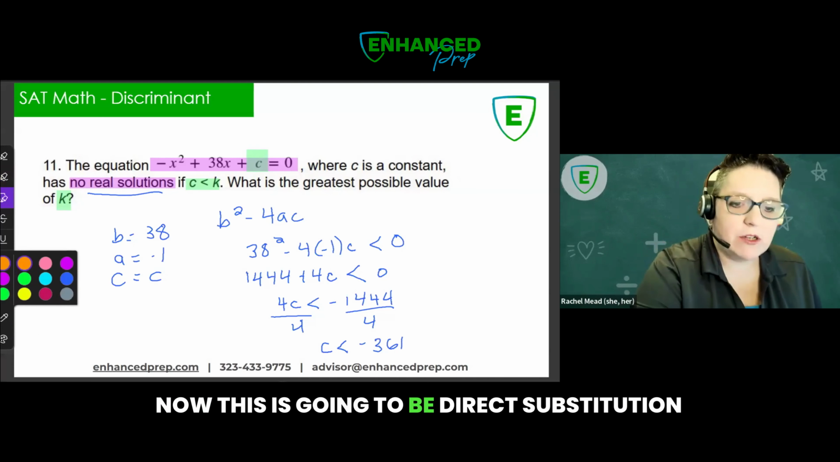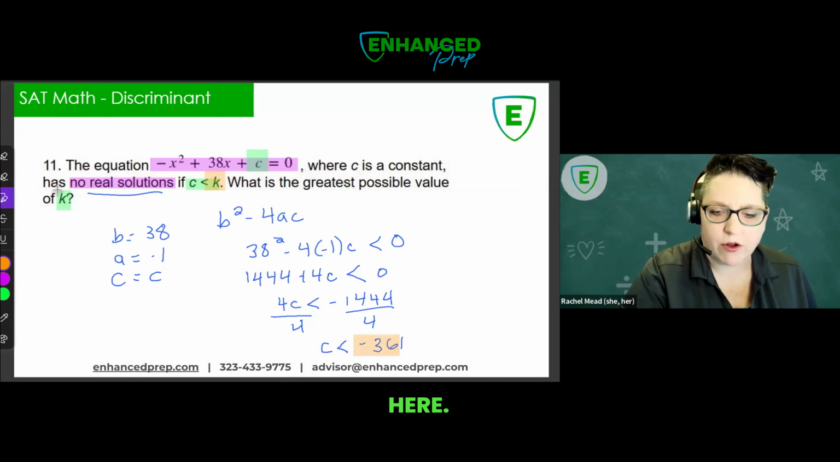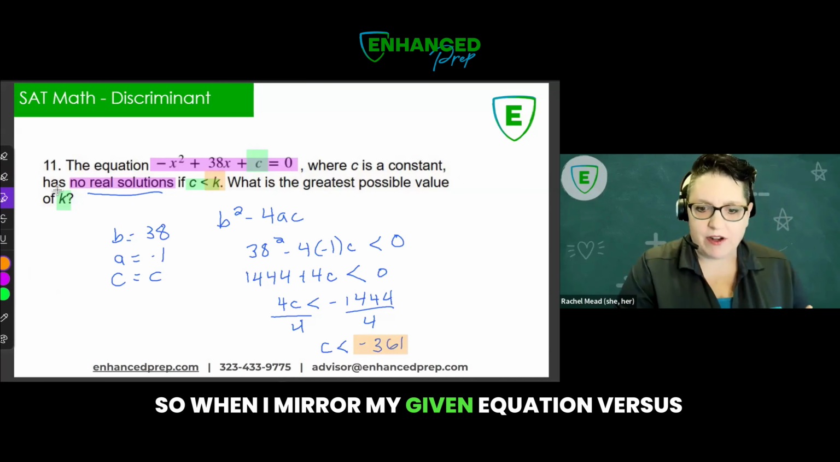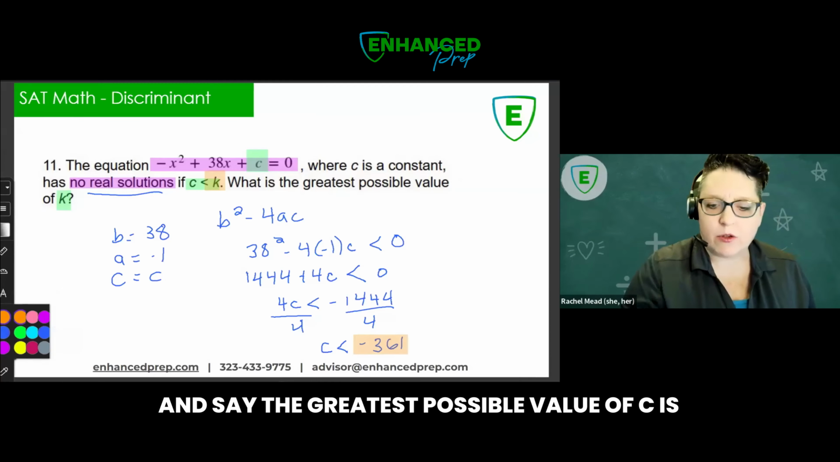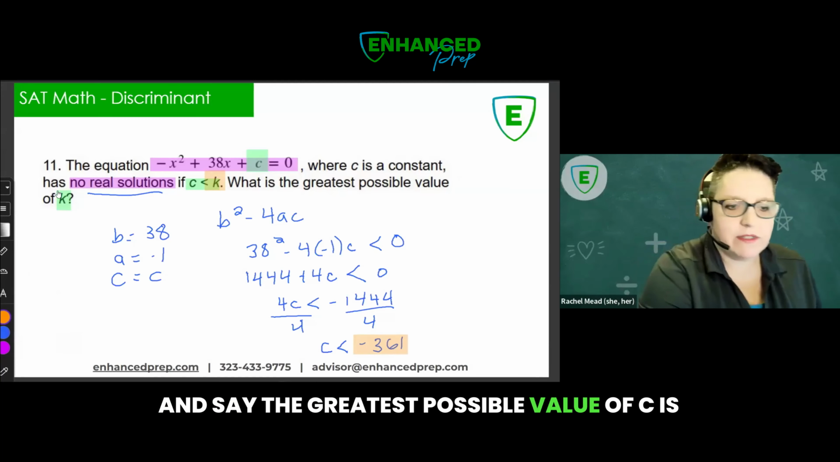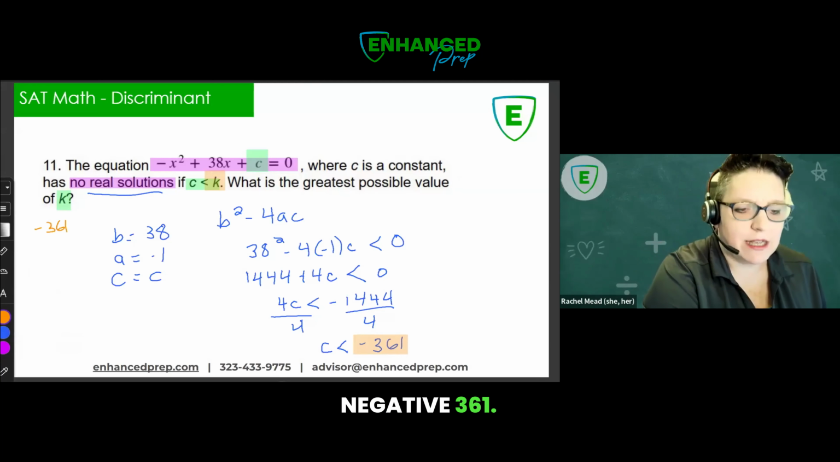Now, this is going to be direct substitution here. So when I mirror my given equation versus my current equation, I'm going to go ahead and say the greatest possible value of k is -361.